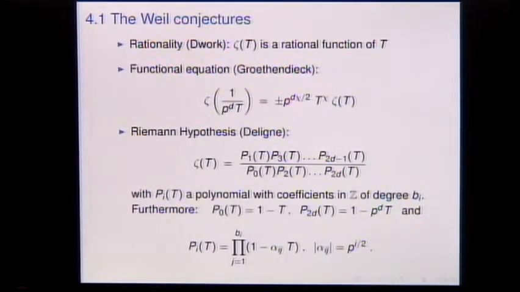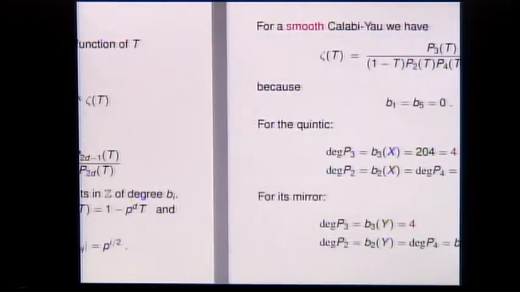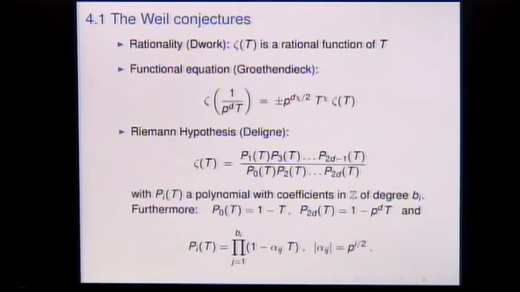So I think I'm going to stop here, because what we want now is to discuss what the zeta function is for this example, at least. And I will start next time with discussing the Weil conjectures, which, of course, are not conjectures anymore, and see how this fits with what we have. Okay.